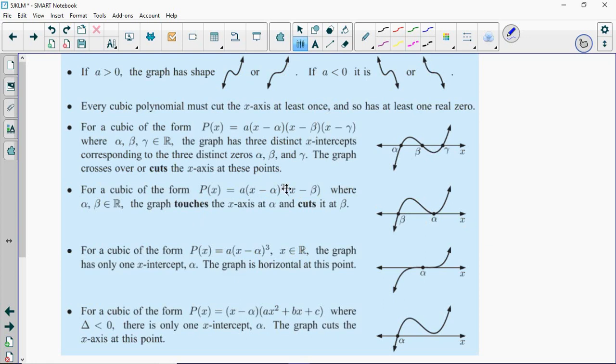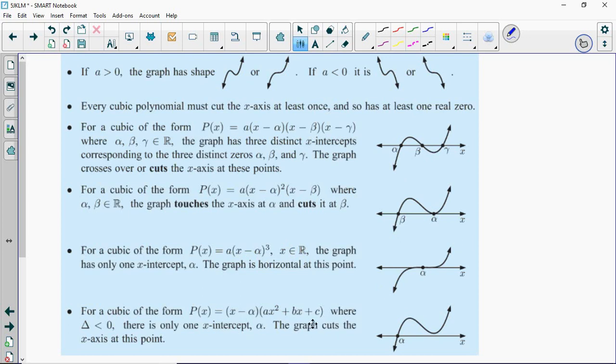And anytime that we have an even multiplicity, which really just means that the factor is repeated an even number of times, we will always see the graph touch the x-axis there as opposed to cutting it, which is what will occur when we have a multiplicity that's odd. So here we have just a single linear factor repeated 3 times, so that's odd multiplicity, and we go through the x-axis at that point.